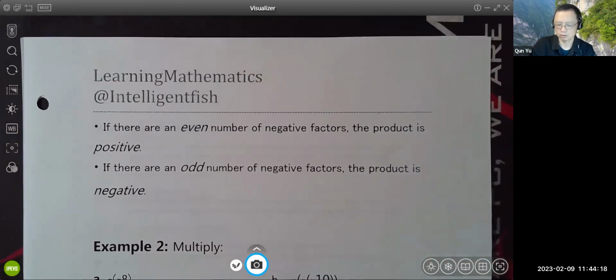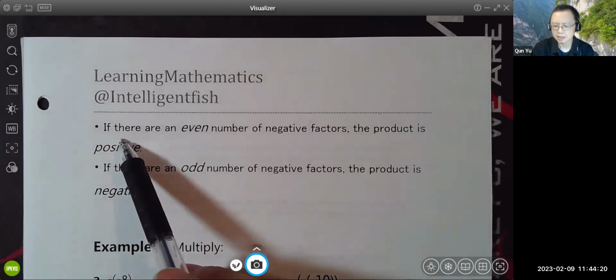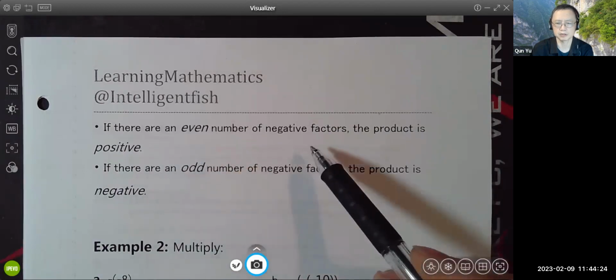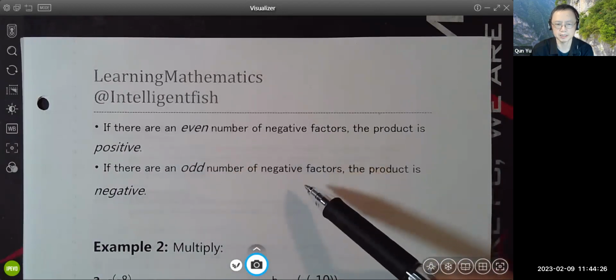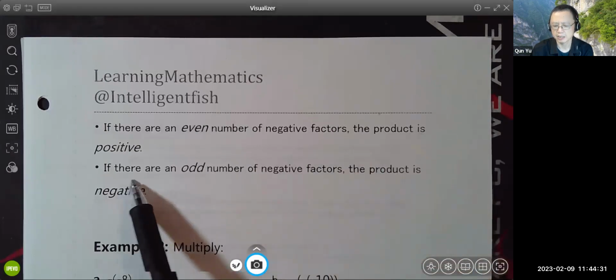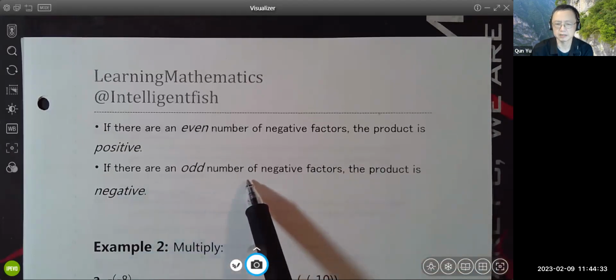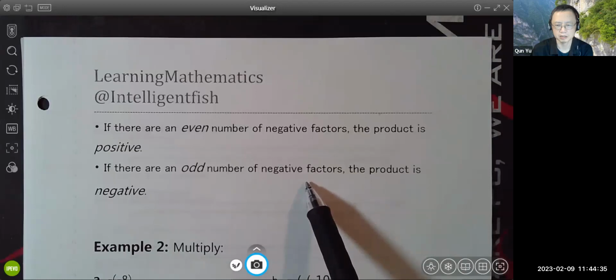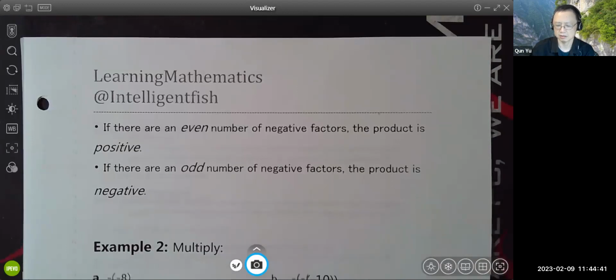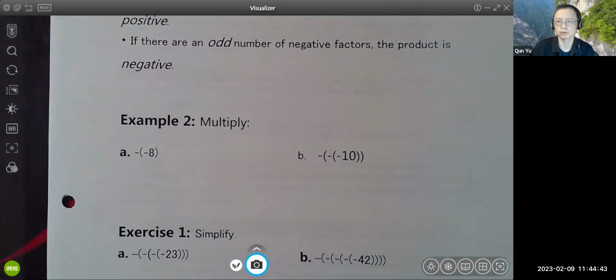And this is a conclusion. If there are an even number of negative numbers involved in your multiplication, the product will be positive. If there are an odd number of negative numbers involved in the multiplication, the product is negative. Now, let's look at some more examples.